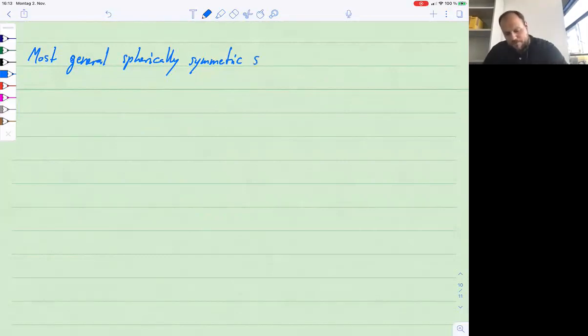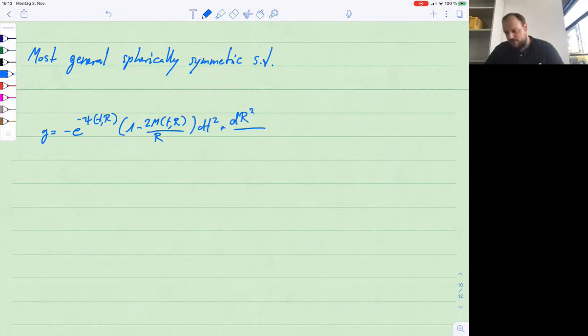Okay, space-time. This can be written like this. You have to believe me that this is true. So this depends on T and R, because it's spherically symmetric, it does not depend on the angles. The dt square plus dr square over.